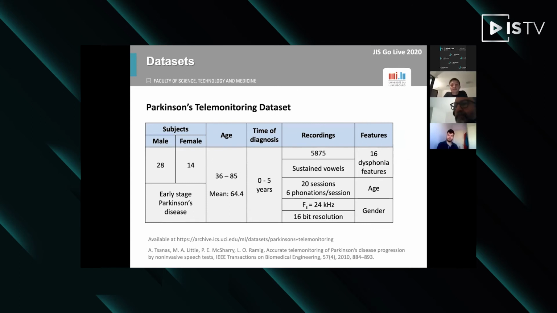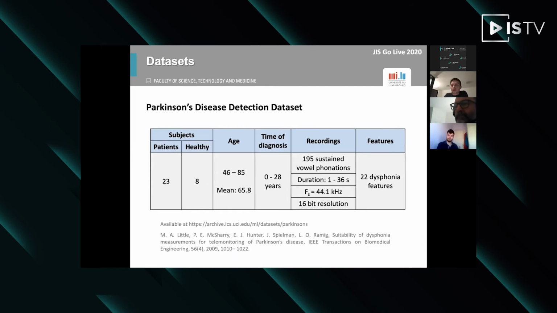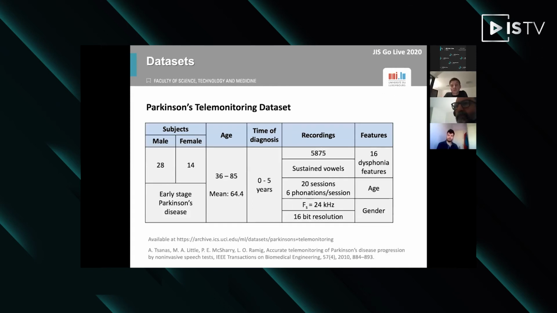The first dataset here is actually used for discriminating between the patients and healthy subjects, and the second dataset is collected by the same group, but this time it contains only Parkinson's disease patients, and all of them are in the early stage of Parkinson's disease, so not more than 5 years from the time of diagnosis. And this one is used actually to assess the stage of disease. The number of recordings is much larger. It has around 6,000 recordings, again, of the sustained vowel phonations.